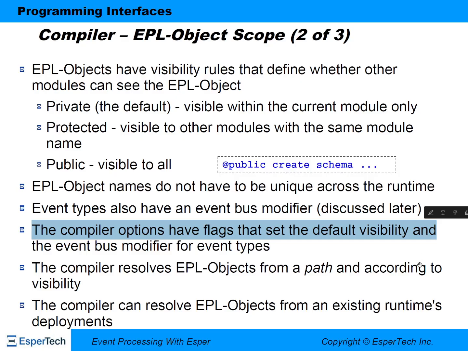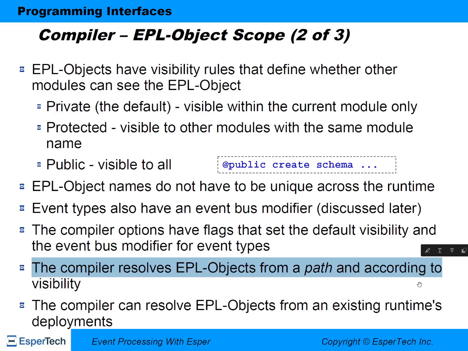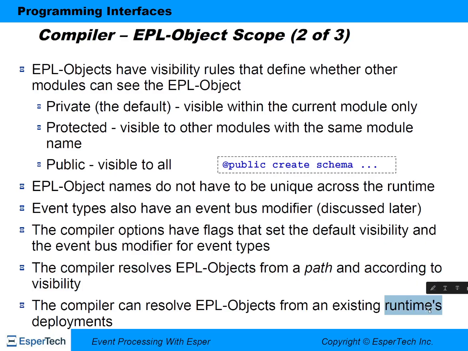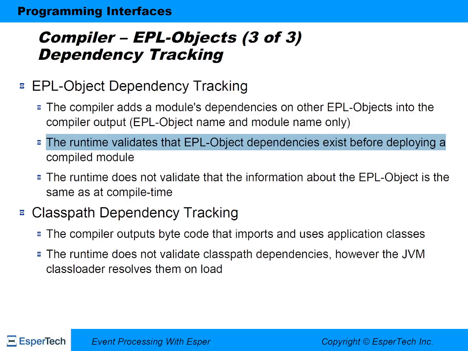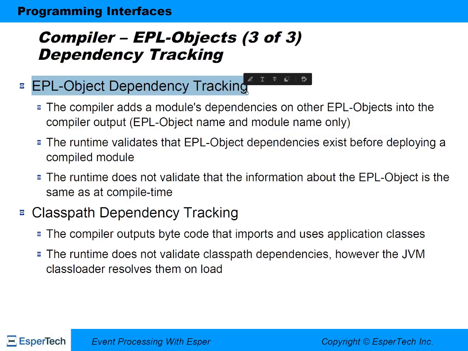The compiler resolves EPL objects from a path and according to visibility. We'll discuss the concept of compiler path later. The compiler can resolve EPL objects from an existing runtime's deployments. This slide discusses how the EPL objects and class path dependencies are tracked by the compiler and validated by the runtime.